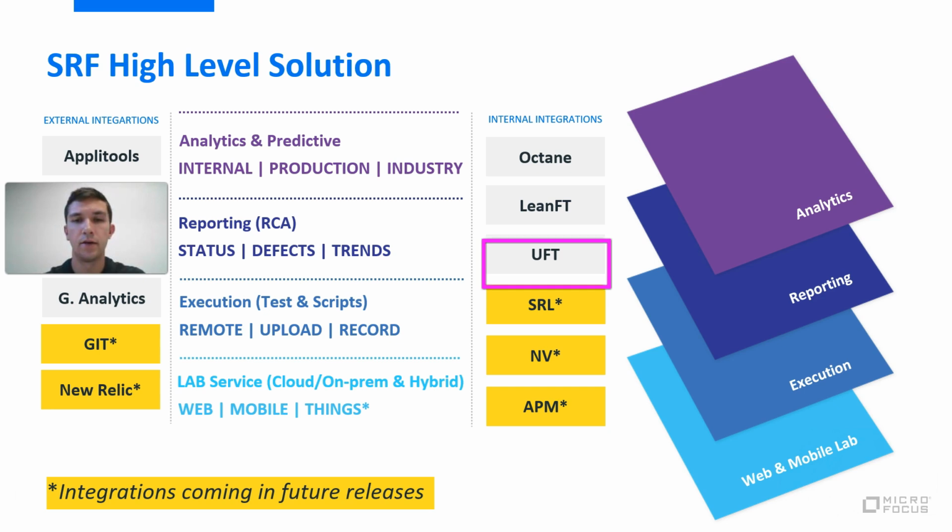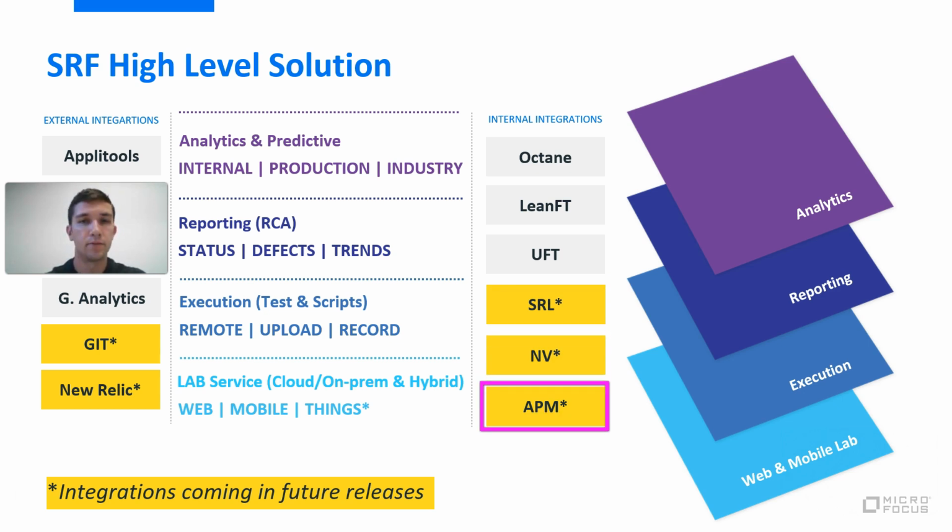And then the ones in yellow: SRL, StormRunner Load for performance testing; NV, network virtualization, to apply those network conditions for your testing; and then APM, application performance monitoring, so that we can get those server-side metrics and additional metrics that will help us to understand the true results of the performance of our test and leverage those so that we can have more data to make decisions on how we can best optimize our application.